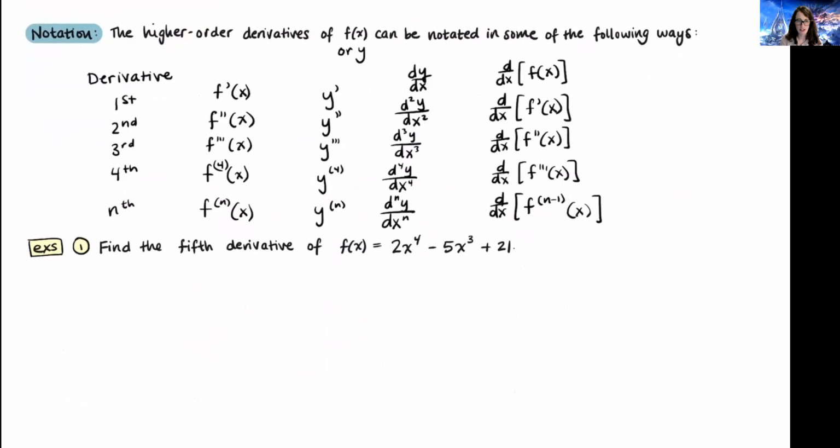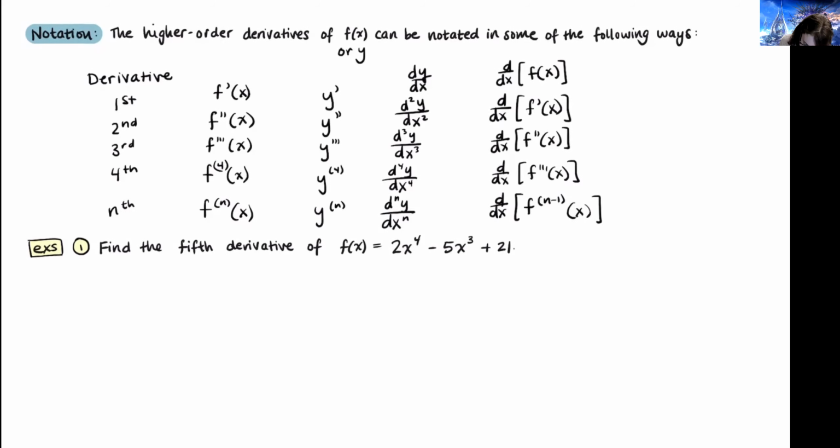So this is the original function. Now, in order to get to the fifth derivative, we have to differentiate the fourth derivative. In order to get there, we have to differentiate the third derivative. In order to get there, we have to differentiate the second. In order to get there, we have to differentiate the first. And in order to get there, we have to find the derivative of this function. Well, what I'm trying to say is that we have to go through all of the derivatives, right? And then this just tells us that we stop when we get to the fifth one.